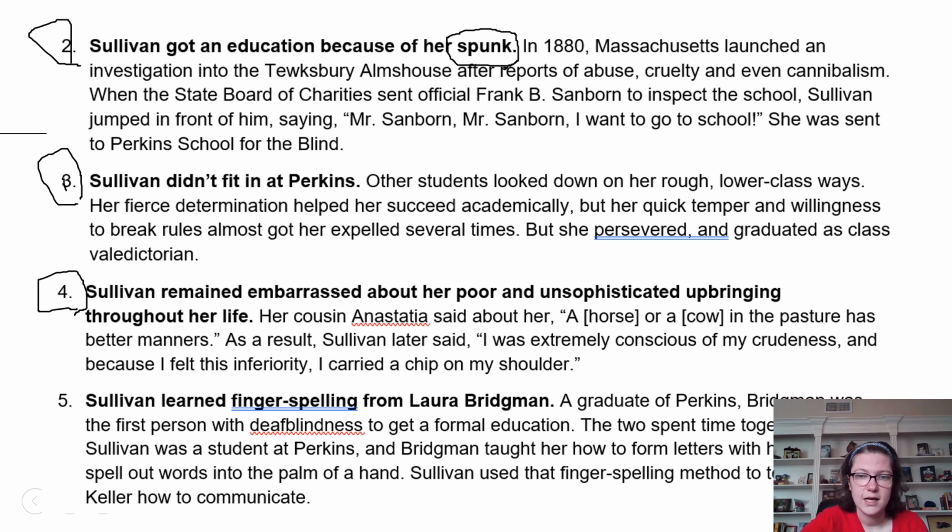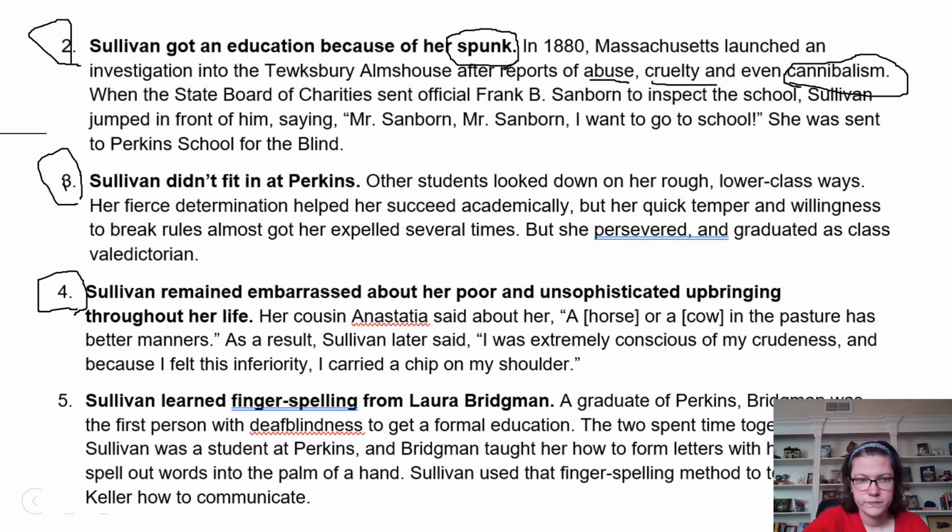In 1880, Massachusetts launched an investigation into the Tewkesbury Almshouse after reports of abuse, cruelty, and even cannibalism. Cannibalism is when humans eat other humans. Yes, I said that correctly. Humans eat other humans. Now that, I don't know if it's true or not, but wow, what a terrible place to live.